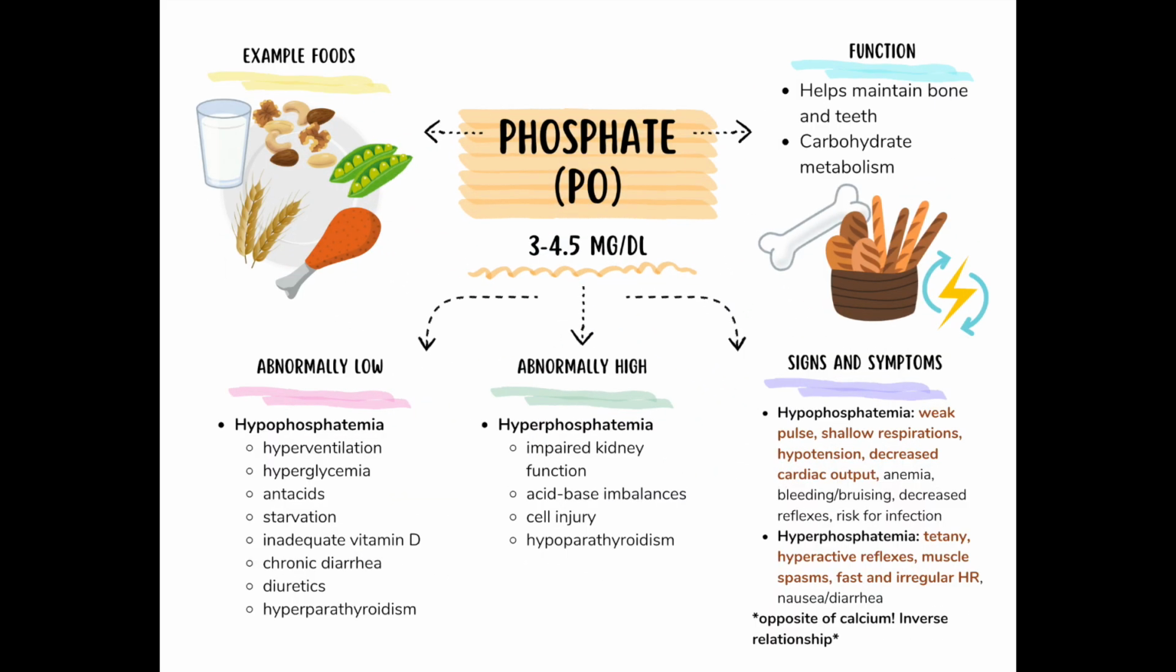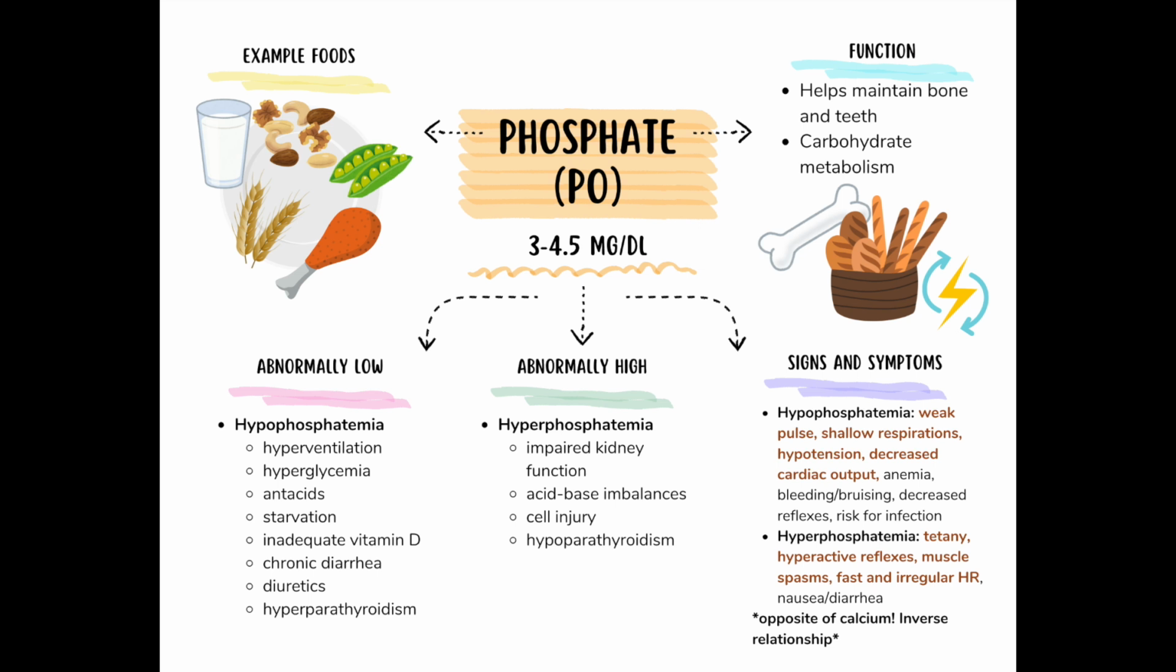The next electrolyte we're going to look at is phosphate. The normal range for phosphate is 3 to 4.5. So think of phosphate and calcium as kind of opposites of each other. They're opposite buddies. They do opposite things.